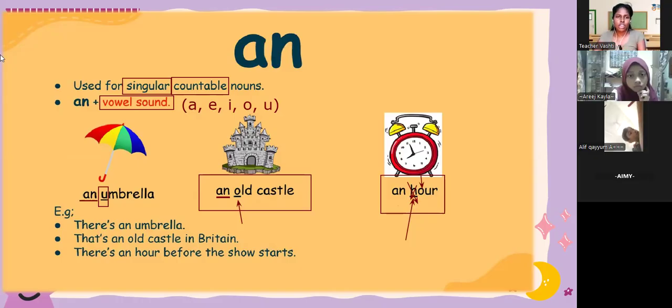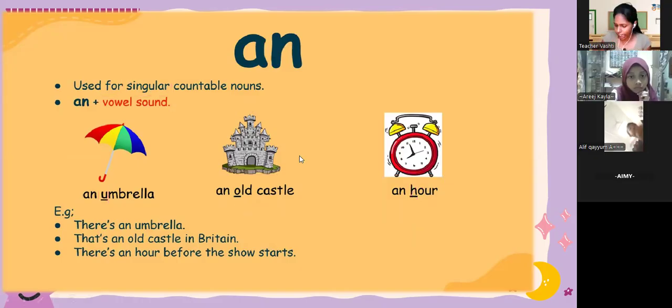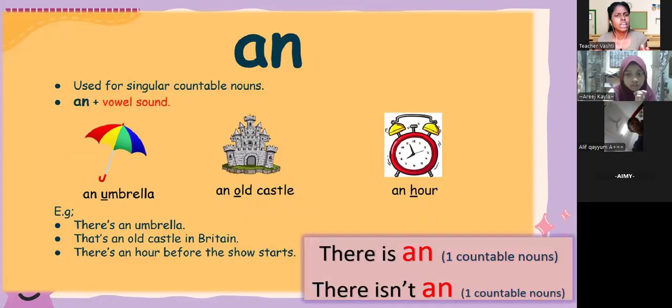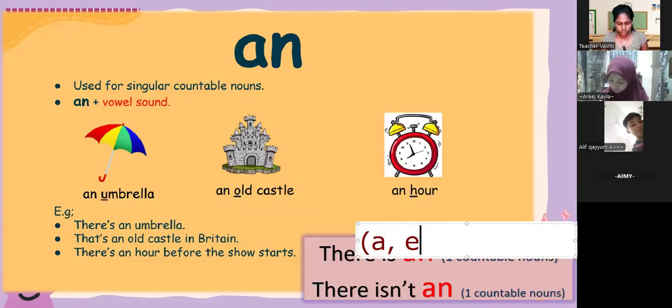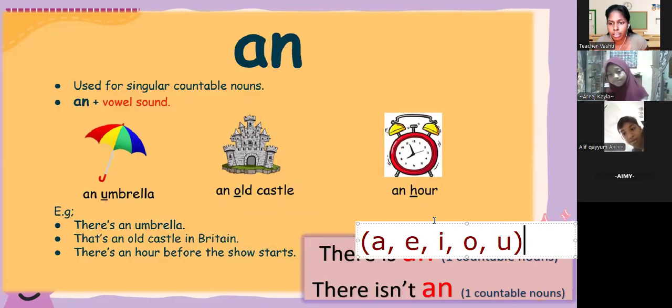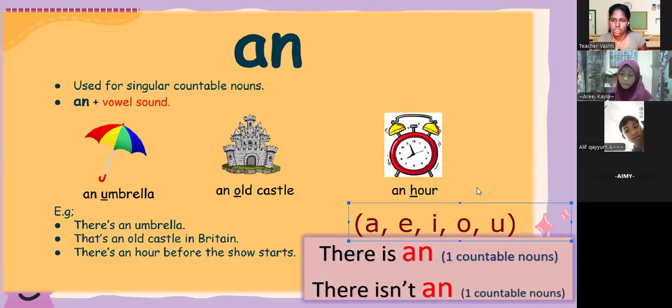Okay? So now do you know the differences between a dengan an? Very simple. A untuk consonant. An guna untuk vowel. Now can you copy this? Also copy the one I'm going to write in the bracket. Okay. Guna an for your vowels. Please copy.